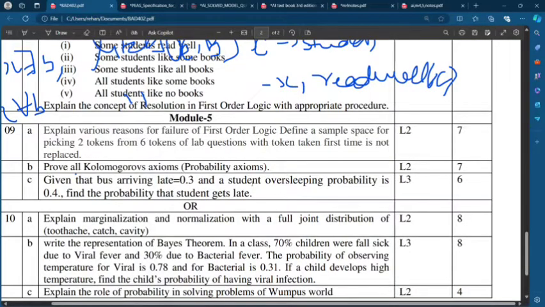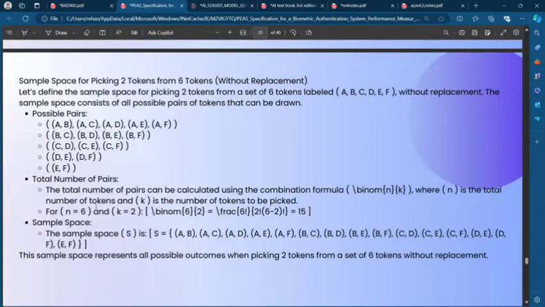I'll start with the sample space. Here we have picking two tokens from six tokens, a very simple one. You remember that question in Maths, right? In the fourth module, all the possible divisors for 72. You also draw a diagram for it, right? Let me just flash the memory. So that has a diagram something like this: one, two, three.